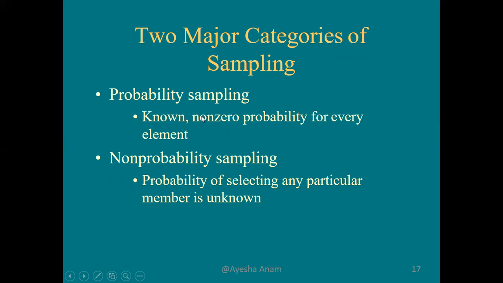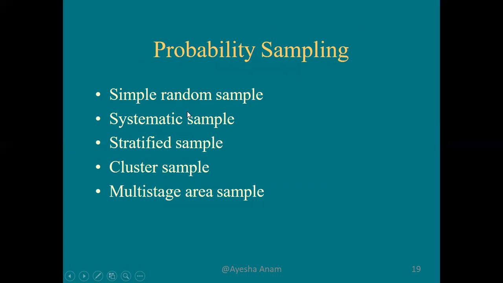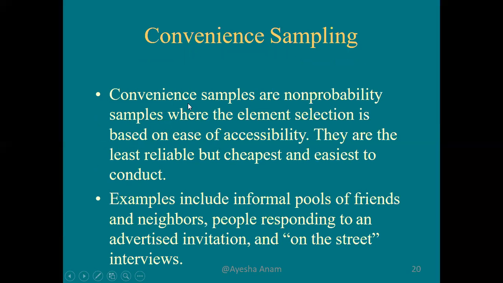In probability sampling, every element has an equal chance of selection. In non-probability sampling, there is not an equal chance of selection of every element or every member. Non-probability sampling is of four types: convenience sampling, judgment sampling, quota sampling, and snowball sampling. Probability sampling is of these types: simple random sampling, systematic sampling, stratified, cluster, and multi-stage sampling. Now one by one we will see.